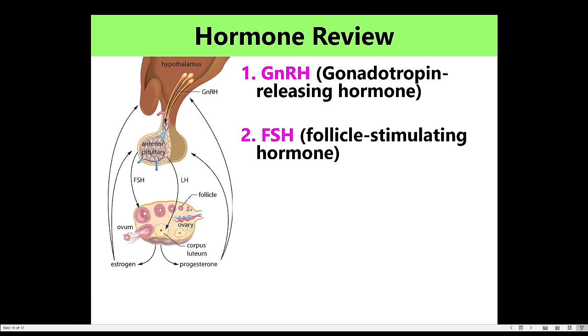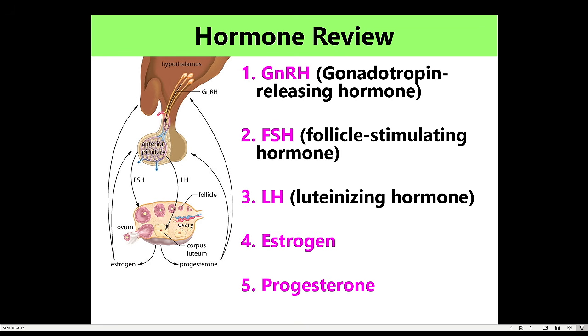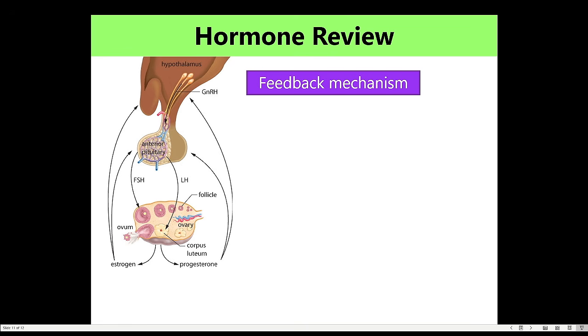FSH, again, stands for follicle stimulating hormone. LH stands for luteinizing hormone. And then, remember, FSH and LH are released by the pituitary gland. And then, we also have estrogen and progesterone which are released by the ovaries. Now, where do the feedback mechanisms come in? What are the positive and negative feedback mechanisms in your module?